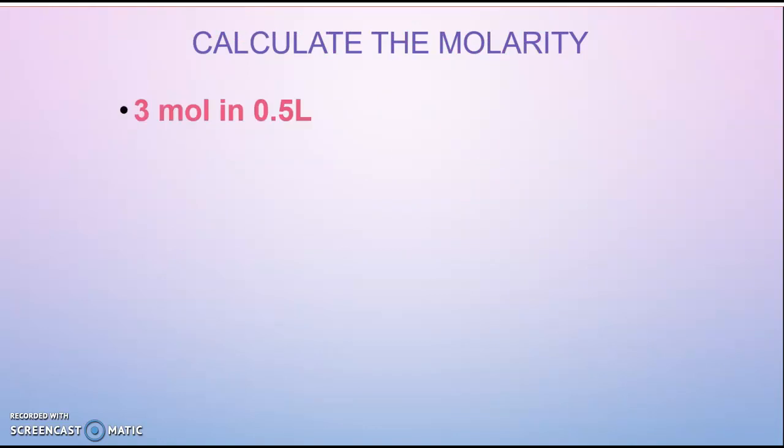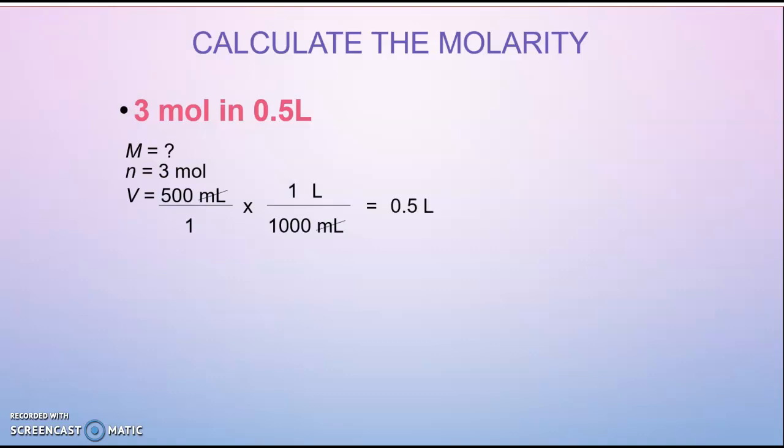Let's do a couple more. We have 3 moles and 0.5 liters of solution. M, we don't know. n is 3 moles. V is 500 milliliters. We're going to turn that into liters by converting units, and we get 0.5 liters. You just divide by 1,000. Let's use our equation. We got 3 moles divided by 0.5 liters, and our answer is 6 moles. Sorry, not moles. Molarity, moles per liter. See how easy it is to mix it up? 6 moles per liter of concentration.